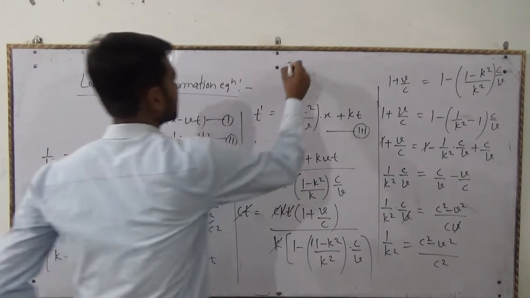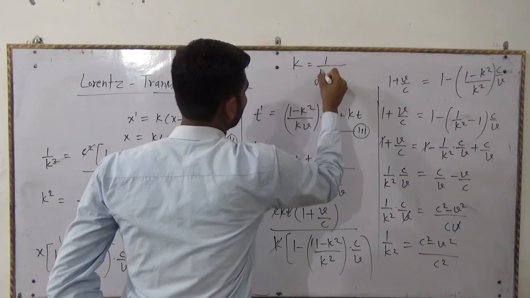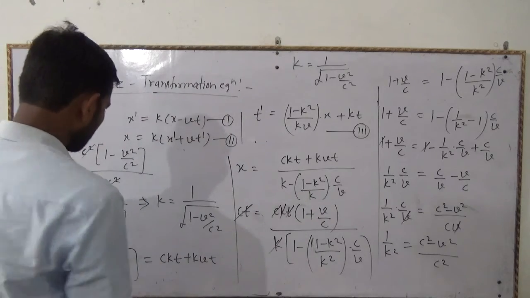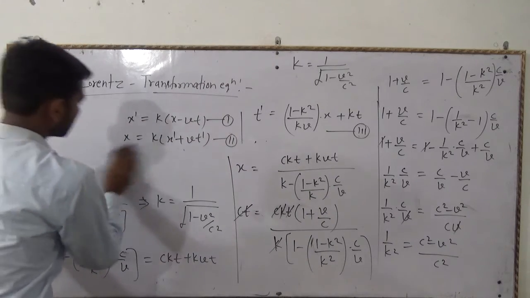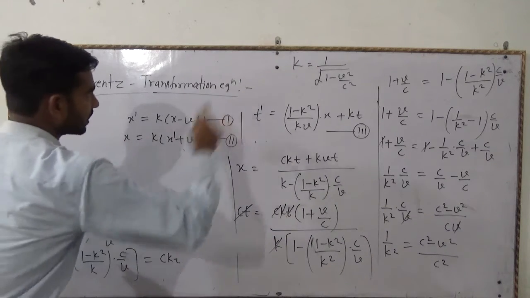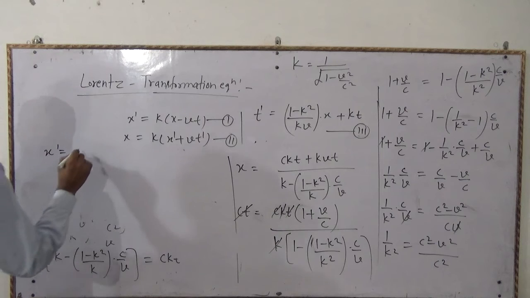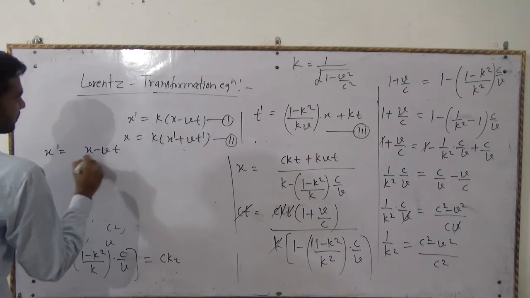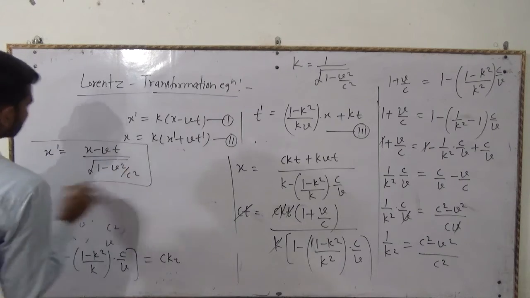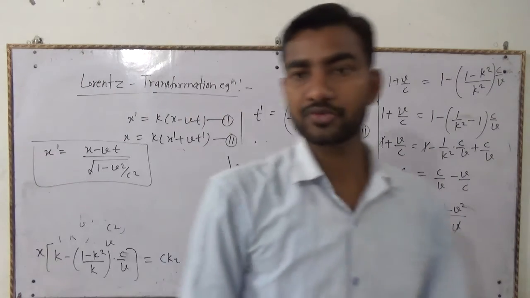We can get the value of k very easily. Friends, we will note here the value of k we have found: 1 by under root 1 minus v square by c square. So if we place the value of k in equation number 1, then we get x dash is equal to x minus vt by under root 1 minus v square by c square. It is very easy mathematics.